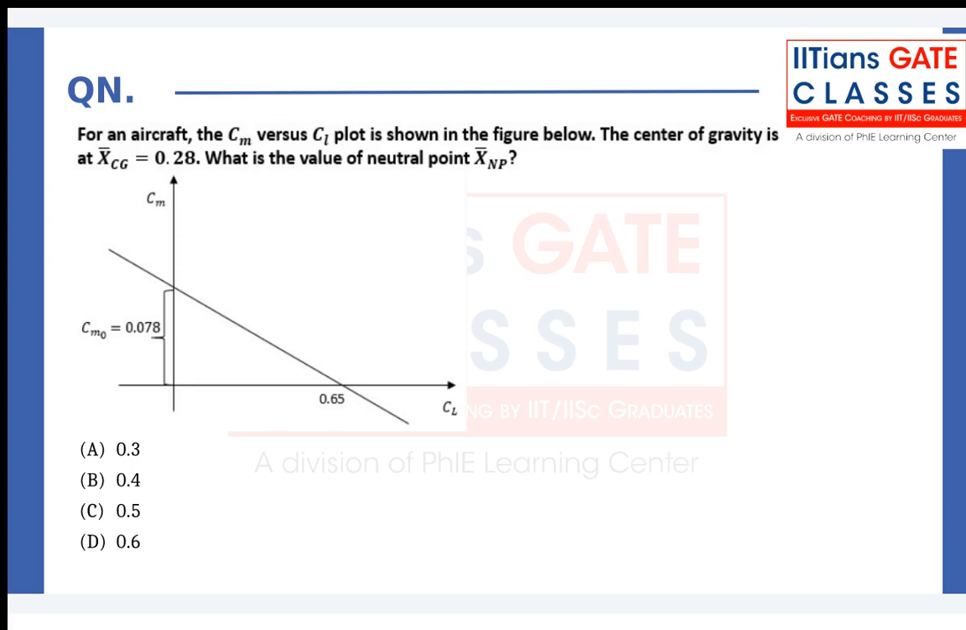For an aircraft, a CM versus CL plot is shown in the figure. The center of gravity, X bar CG, is XCG by C bar, where C bar is the mean aerodynamic chord, all right? It is 0.28. What is the value of X bar NP? Can you try doing this? Let me write the static margin equation. Static margin is minus dCM by dCL. It's also equal to X bar NP minus X bar CG. Can you try doing this question? B, all right. What about the others?